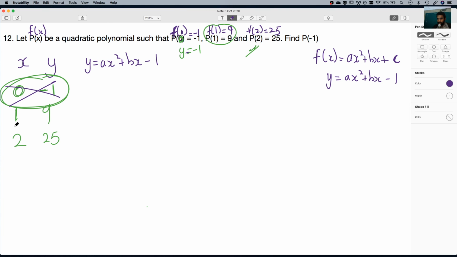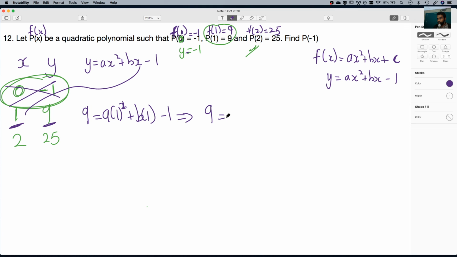Okay, and since we've already used this pair, let's ignore that pair and look at the other two pairs of values. So here it says when x is 1, y is 9. So we can plug y in there and plug x in for the two x's. So here we have 9 is equal to a times 1 squared plus b times 1 minus 1. That gives us 9 is equal to a times 1 squared, that's just a, and b times 1, that's just b, minus 1.